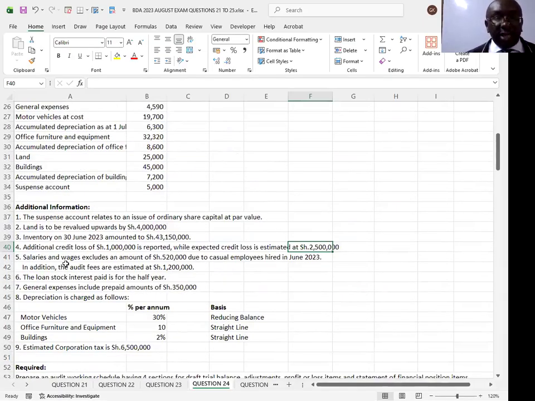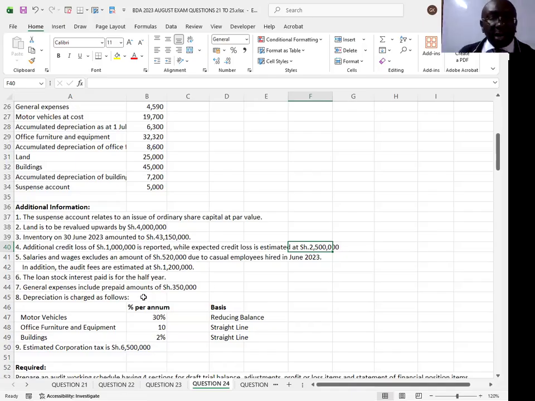Salaries and wages excludes an amount of 520 due to casual employees hired in June. So if salaries exclude an amount, that is an error of omission. So salaries being expenses, we will need to debit them. And because we have not paid, these then should be treated as accrued salaries.